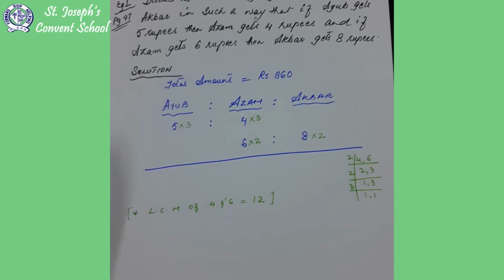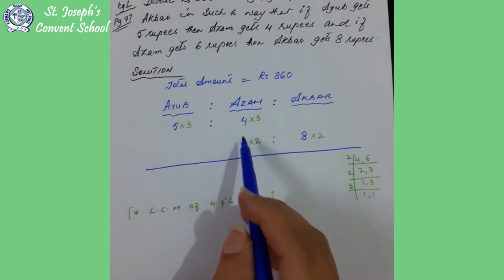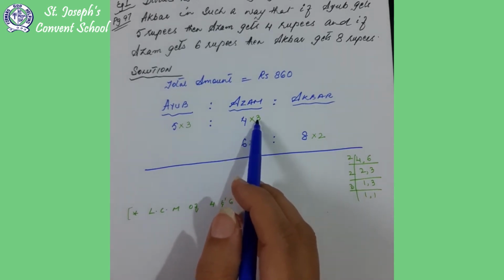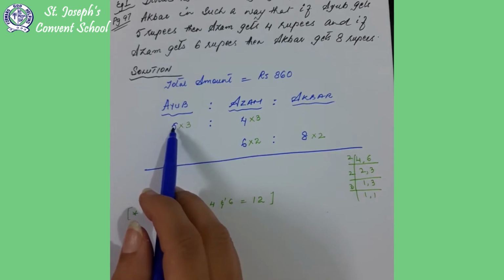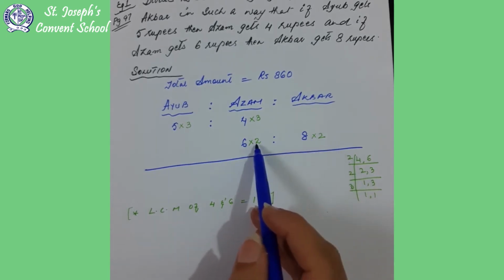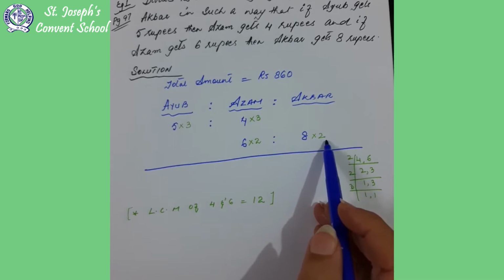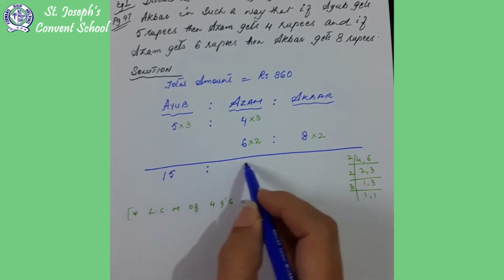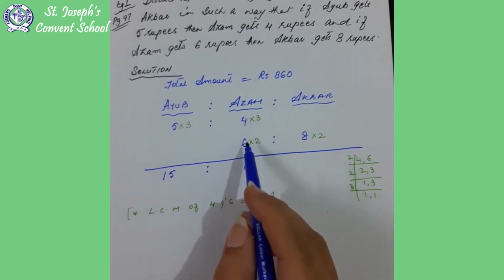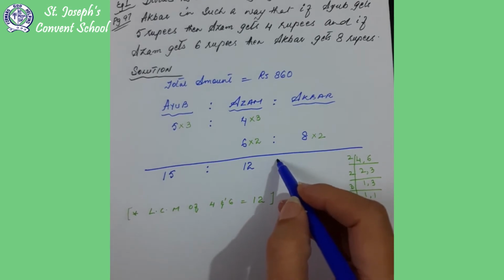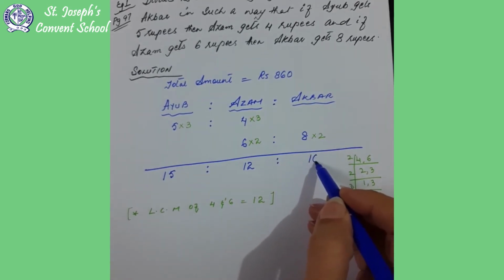What we have done: take out the LCM. LCM is 12, so make these two terms 12. 4 into 3 is 12, 6 into 2 is 12. Whatever you multiply here by 3, you multiply the same row by 3. Whatever you multiply here by 2, you multiply the same row by 2. So 5 into 3 is 15. Common is 12: 4 into 3 is 12, 6 into 2 is 12. So write the common term once. 12 is to 8 into 2 is 16.